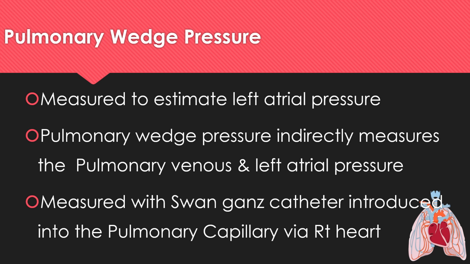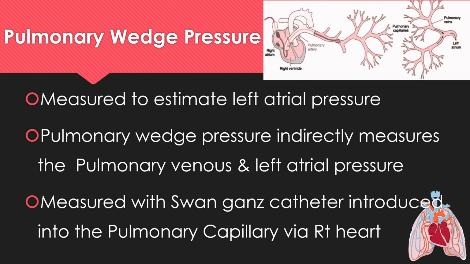So this wedge pressure measurement is employed frequently for studying changes in the left atrial pressure, especially in patients with congestive cardiac failure. It is measured with the help of the Swan-Ganz catheter, introducing it into the pulmonary capillary through the right heart.